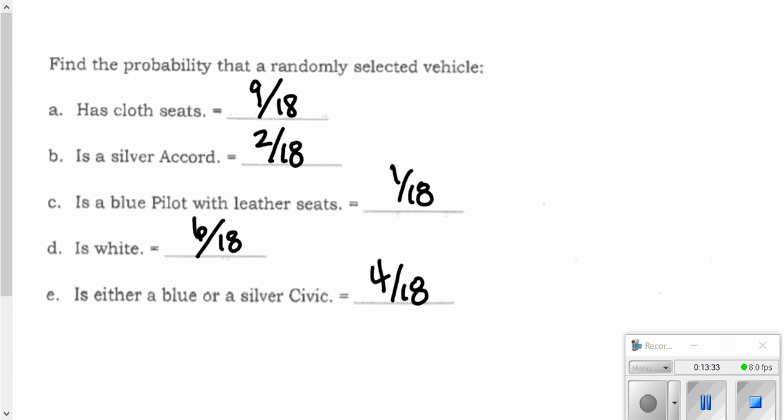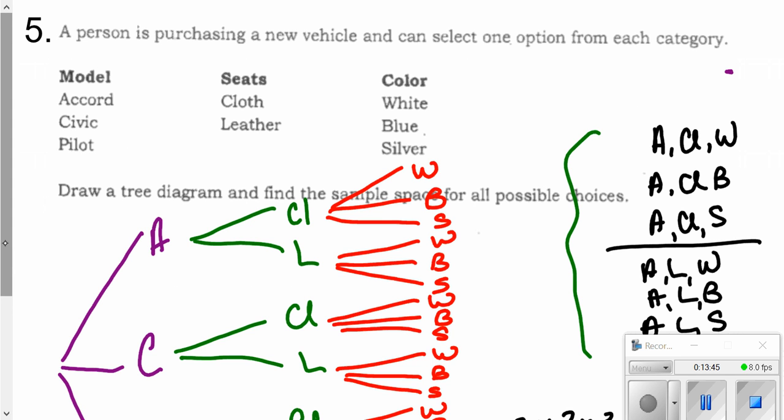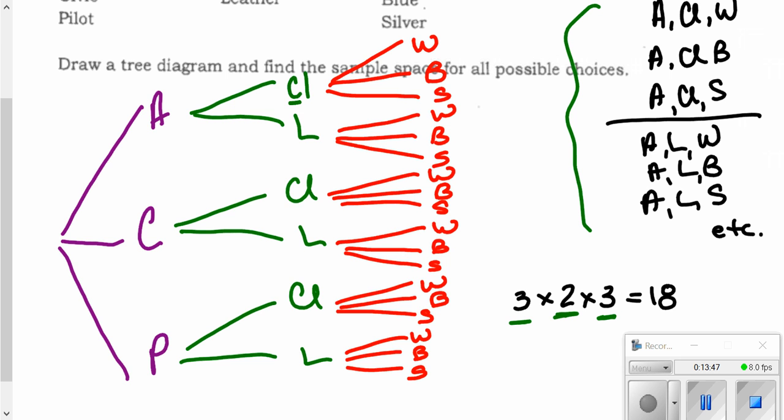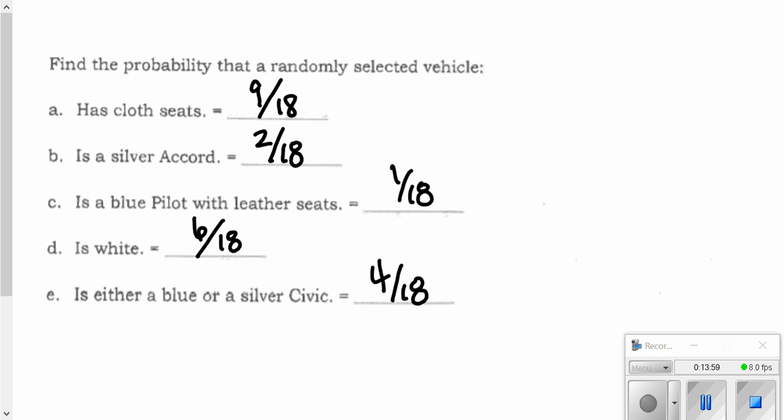All right, here are the questions. I already did them, so I'm just going to explain how I got them. The first one said, what's the probability that a randomly selected car from this scenario has cloth seats? So cloth in my diagram was this CL. And that meant 1, 2, 3, 4, 5, 6, 7, 8, 9 cars were attached to cloth in the diagram. So 9 out of 18.